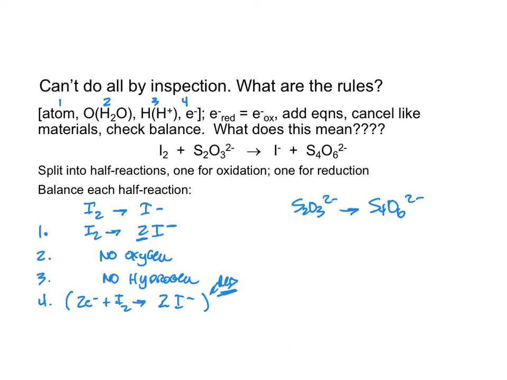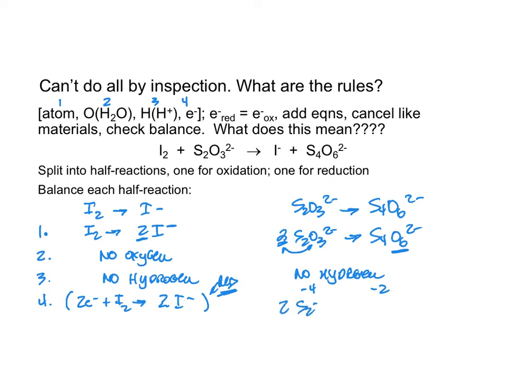If I look at S2O3 and S4O6, I need to put a 2 in front of the S2O3, so now I have 4 sulfurs on each side. I have oxygen, but notice I have 2 times 3. I have 6 oxygens, and on the other side I have 6 oxygens. So I don't have to do anything there. And I have no hydrogen at all. So essentially, I need to now balance the charge. And I have a -4 on the reactant side and a -2 on the product side.